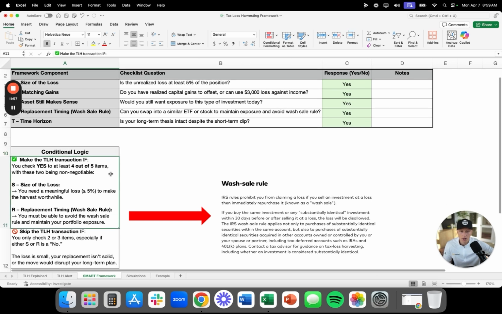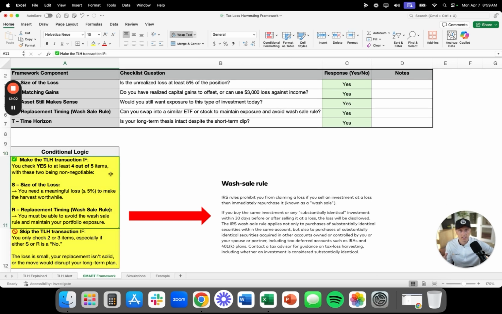Now, the conditional logic is important here because this is really what makes the framework, the rules around the framework. So make the tax loss harvesting transaction, actually make it, green check, if things are present. You check yes on at least 4 out of 5 of these boxes, with 2 being non-negotiable, which are S and R of the framework. Then you need a meaningful loss. You don't want to just do this every time the market dips 2%. It needs to be greater than or equal to 5% to make harvesting worthwhile.